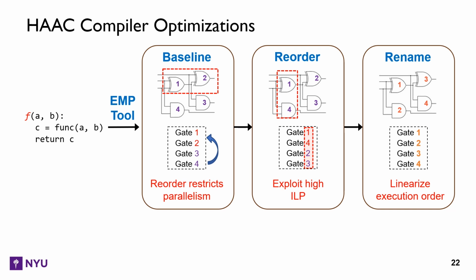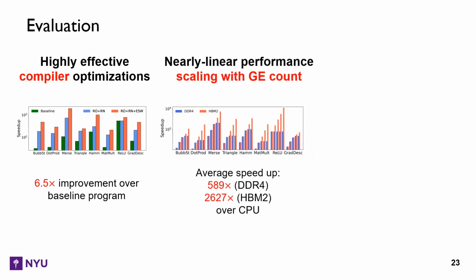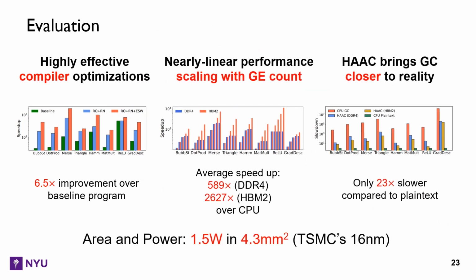Renaming is the basis of SWW, as you may remember that SWW needs continuous addresses so that it can move forward. As we leverage ILP, with better memory movement, it can provide us more than 6 times speedup over the non-optimized baseline. So overall, we evaluate HAAC with the benchmarks from VIP-Bench and achieve a speedup of over 500 times with DDR4 memory and over 2,000 times with HBM in only 4 square millimeters of area.